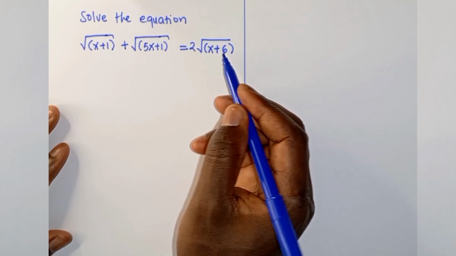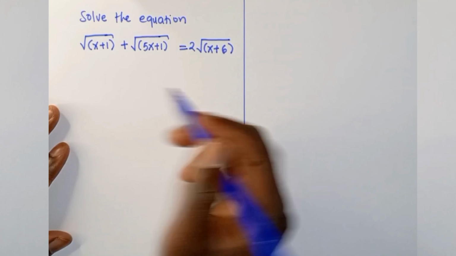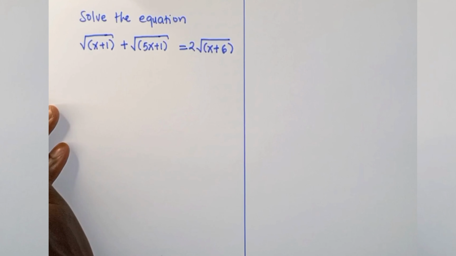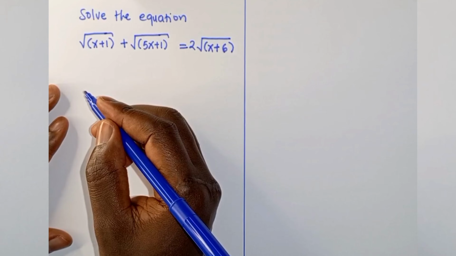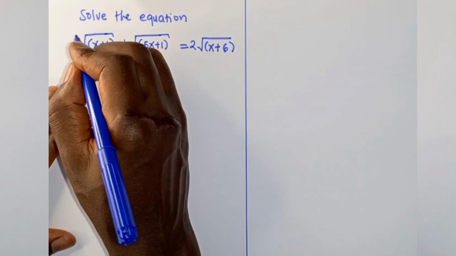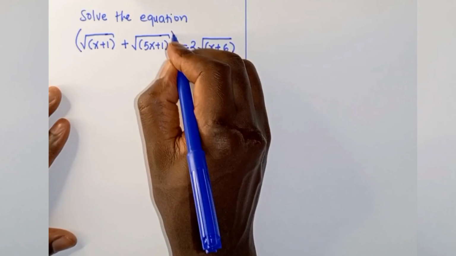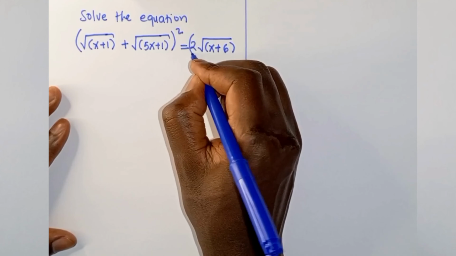To solve such an equation, the first thing you do is begin by squaring both sides. That's the single best method that you can use in such a case to simplify such a thing. So we square both sides.